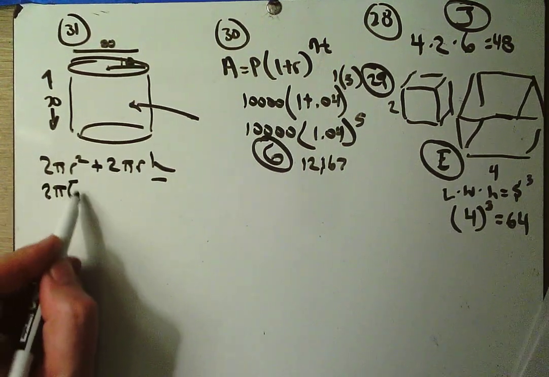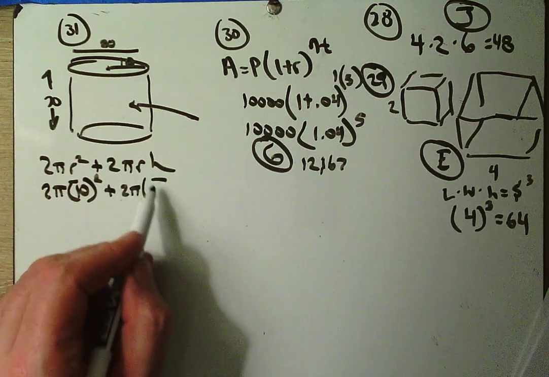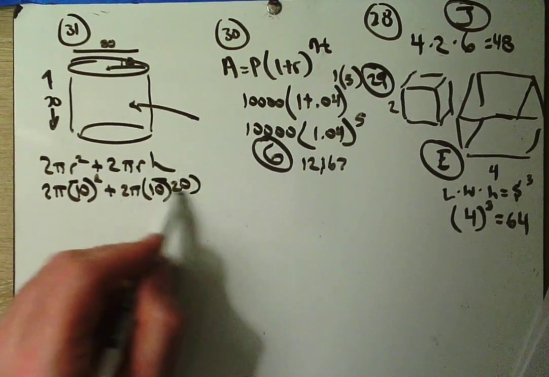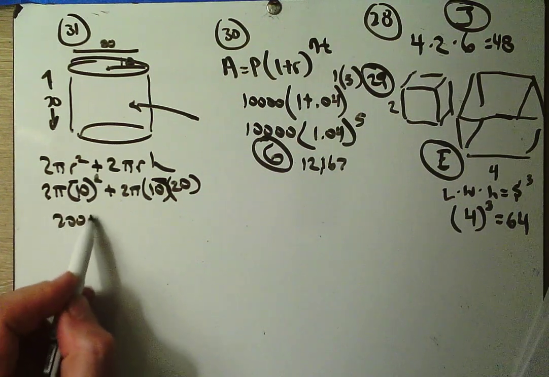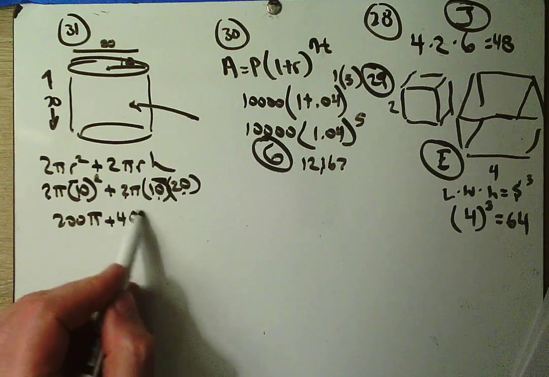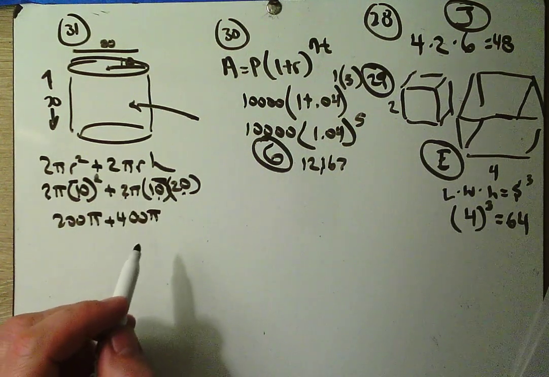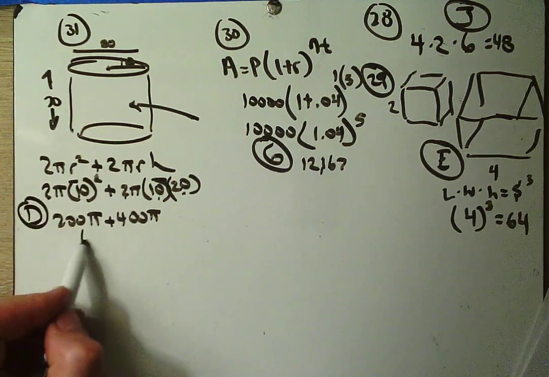2 pi times 10 squared plus 2 pi times 10 times 20. That gives me 100 times 2, or 200 pi. This gives me 200 times 2, or 400 pi, for a total of 600 pi square inches, and that's choice D, 600 pi.